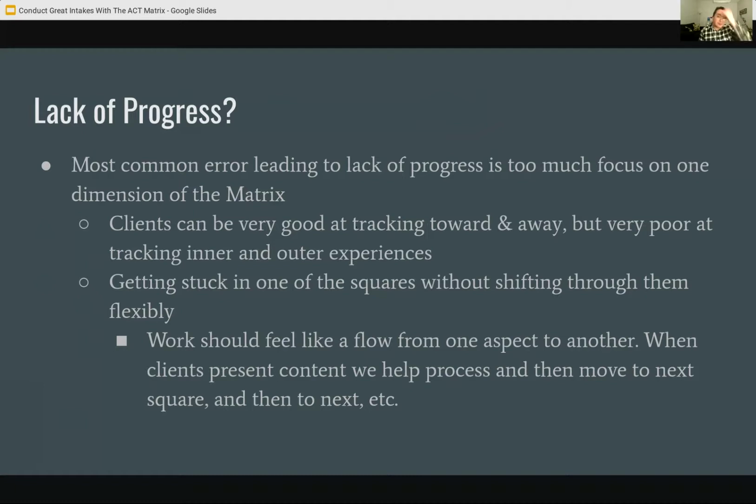So what that means is when clients get stuck on the horizontal line, we want to shift to the vertical line in helping them become more mindful of the stuff that's showing up on the inside of them and more mindful of what they're actually doing on the outside physically and how that feels to do. We can also get stuck with clients if we as clinicians are focusing too much on any one of those quadrants and we're ignoring the other quadrants. We want the work to flow between all the components of the matrix.